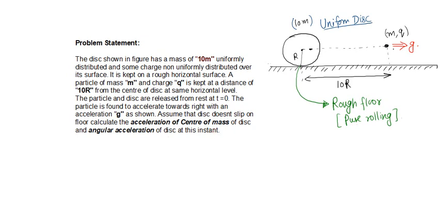The particle is getting accelerated towards the right, so the disk is exerting some force on this particle. The particle will also exert some force, equal and opposite, on the disk. So the disk will also have some acceleration and some angular acceleration. We have to find the acceleration of the center of mass of the disk and the angular acceleration of the disk at the instant of release. I hope you have understood the problem.